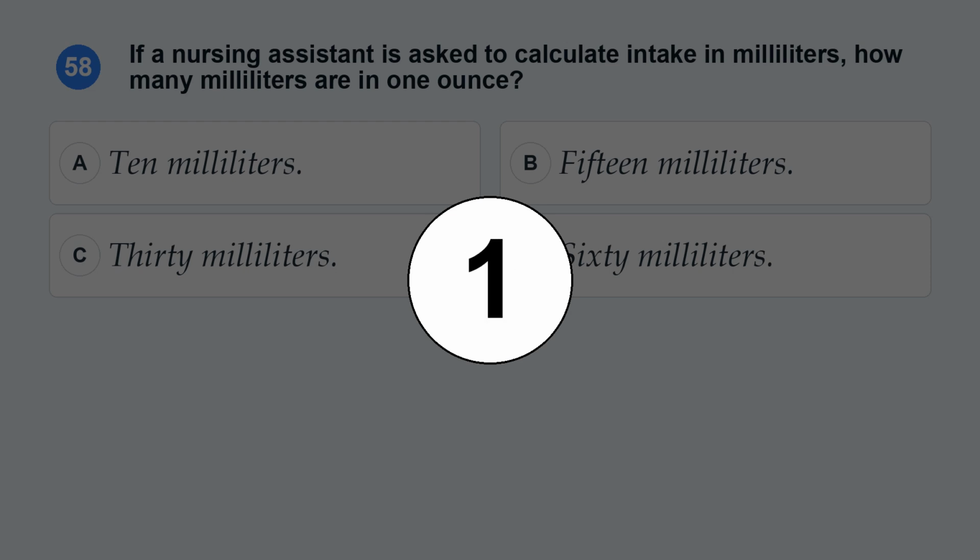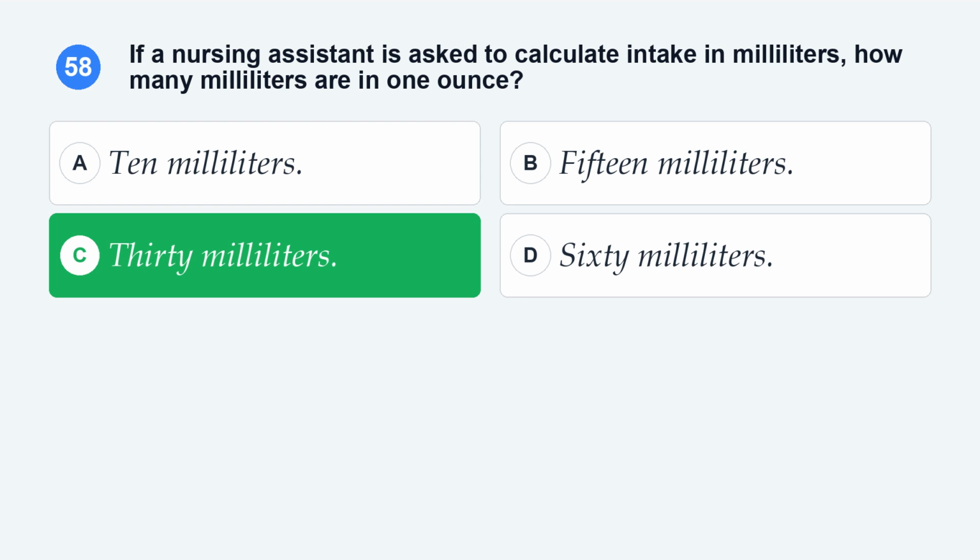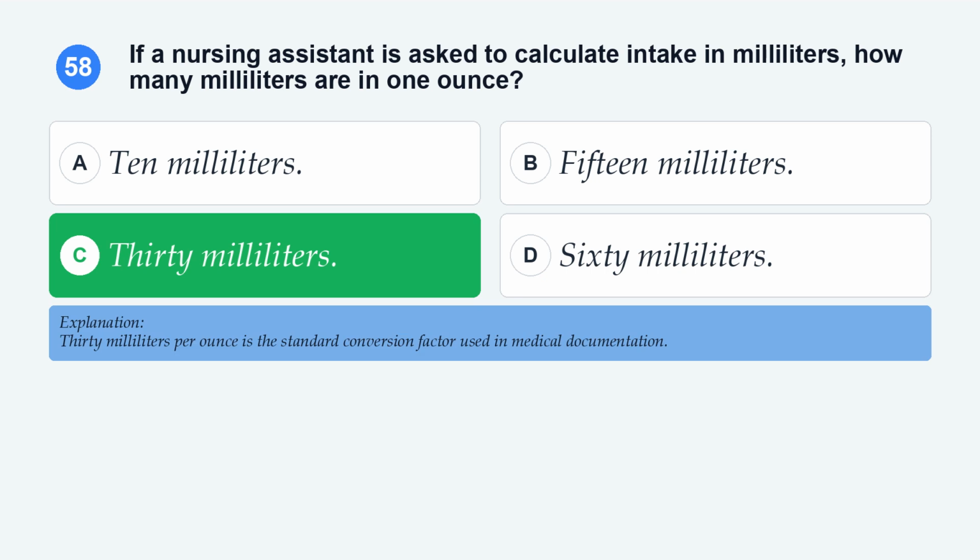The correct answer is option C. 30 milliliters. Explanation. 30 milliliters per ounce is the standard conversion factor used in medical documentation.